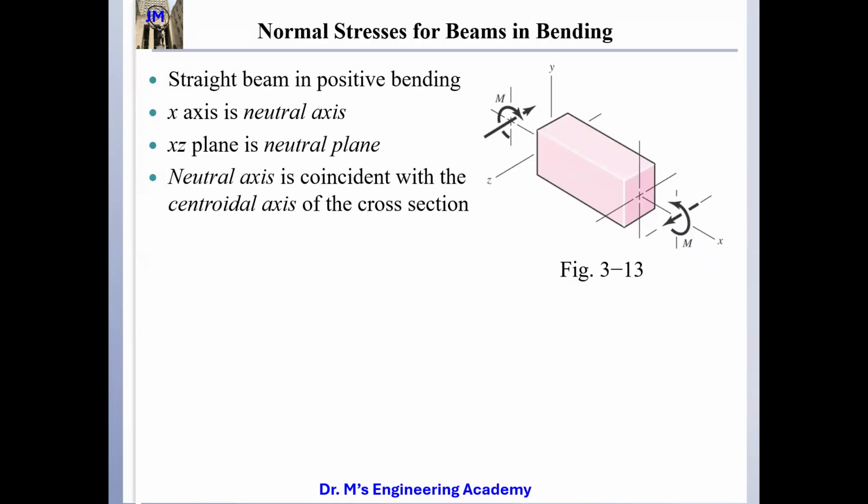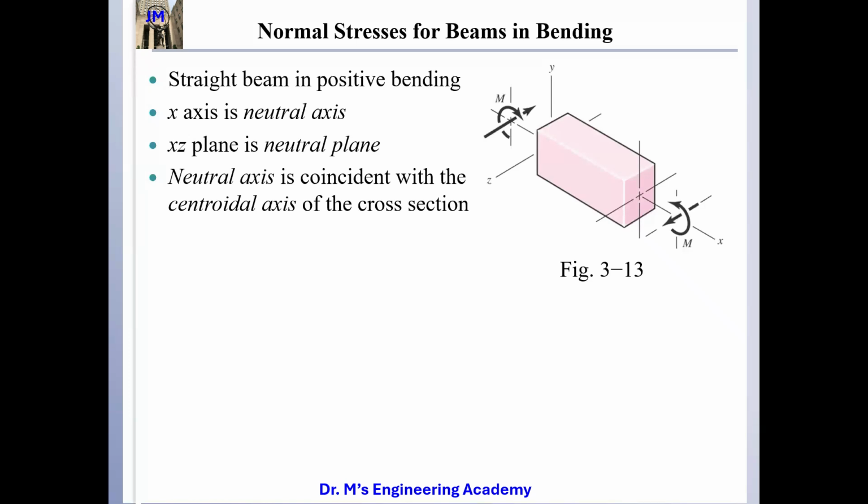So what is the centroidal axis? Centroidal is the center of the mass. Why is this statement true? Because this cross section is a rectangular shape. If this is an irregular shape, then this statement is wrong. Okay?